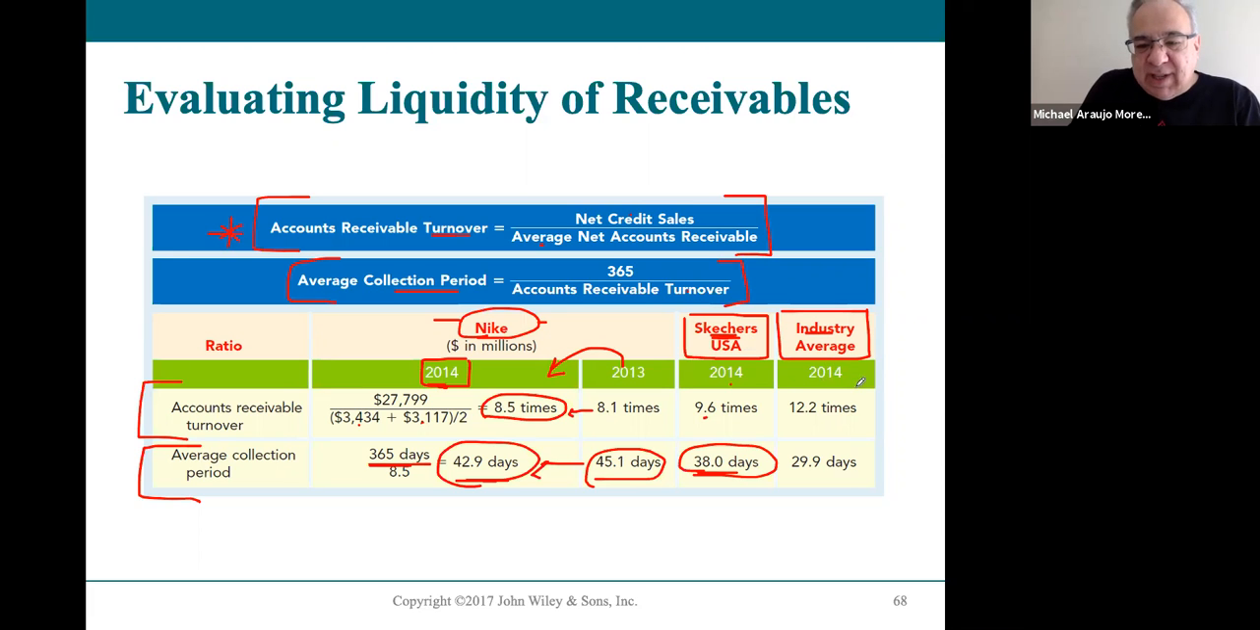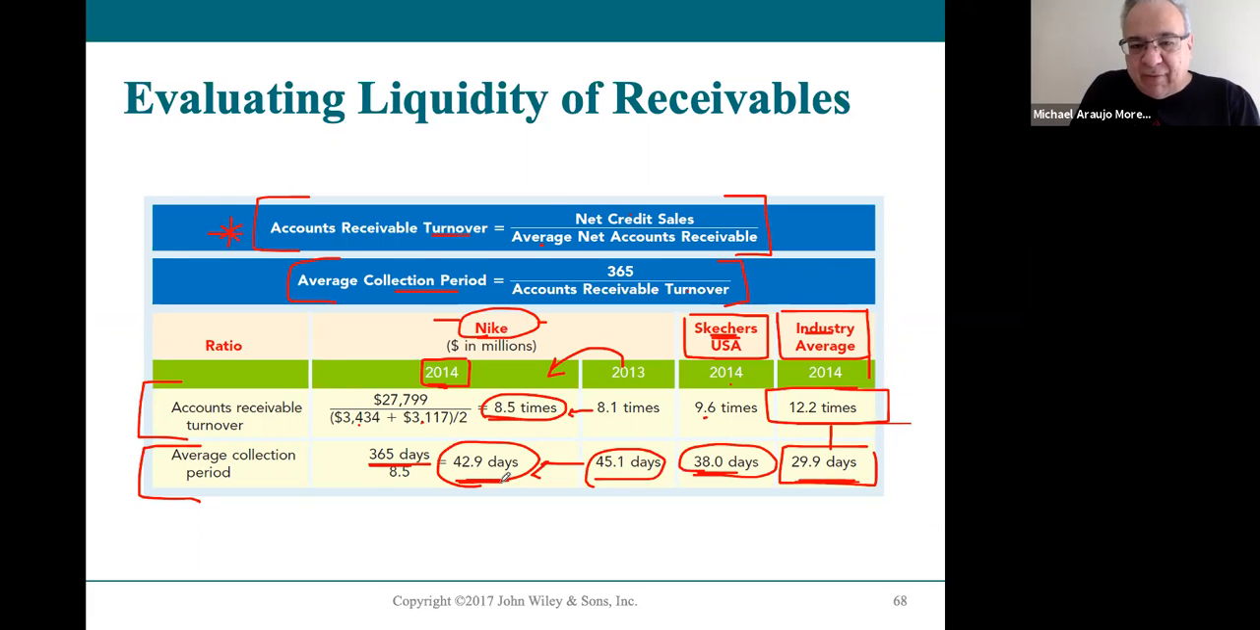As you see in 2014, they hit the model. When you look at all the companies in the industry, including Skechers and Nike, the industry is at 12.2 times. That's perfect because that's every 30 days. So the industry is clearly okay with that standard. Skechers is below the standard, and Nike is even further below the standard. Again, most companies in the industry are waiting 30 days to get paid on their receivables. Nike's waiting 43. That's a problem.